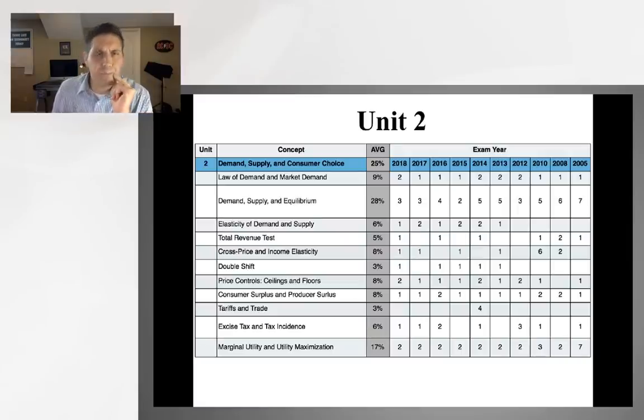Here's Unit 2. The vast majority of this most important unit is going to come in 3 or 4 questions from supply and demand. These are your classic supply and demand for oranges, and this event occurs, what happens to the price and quantity.